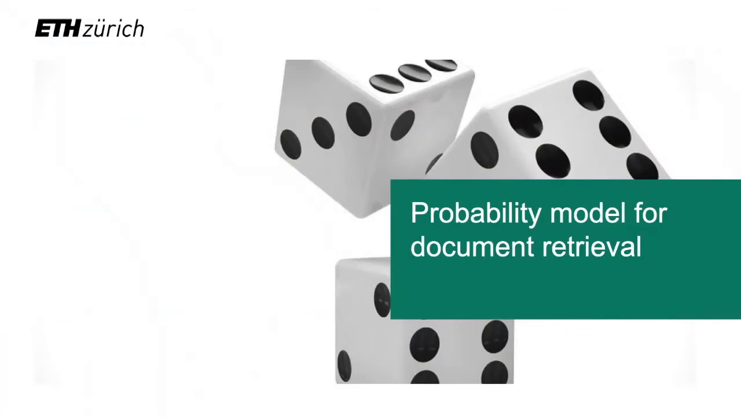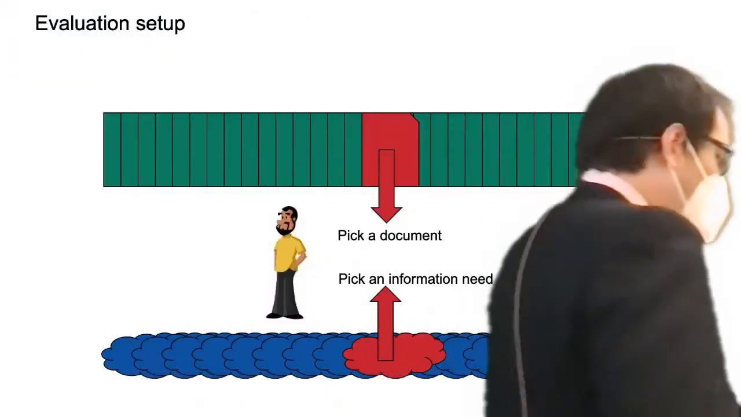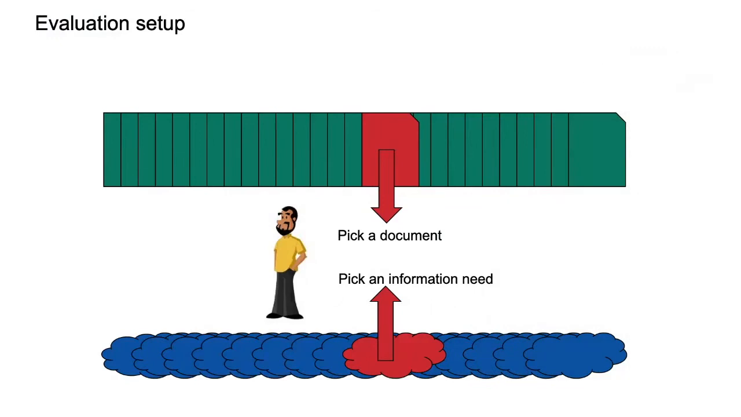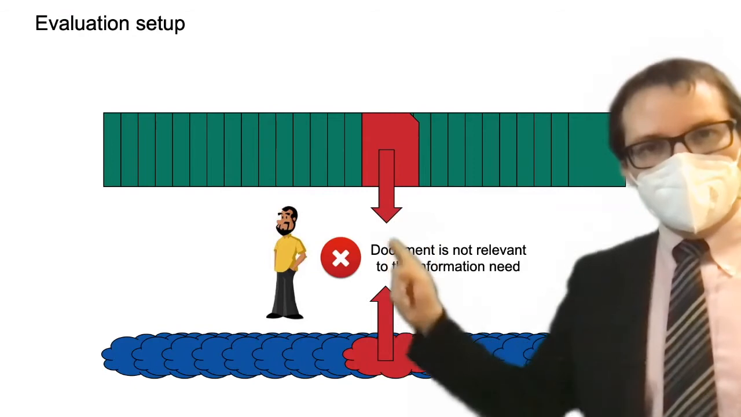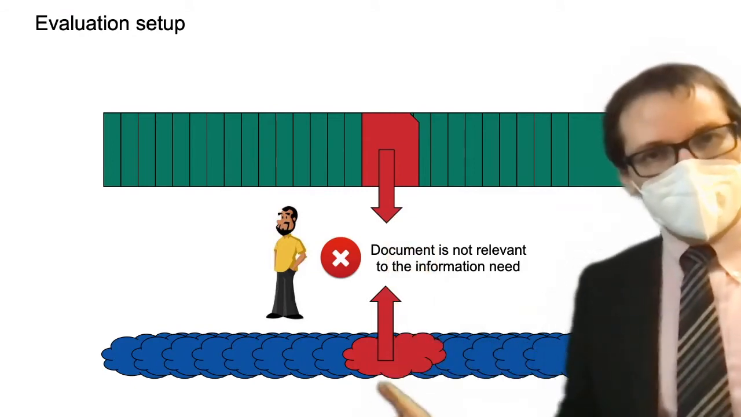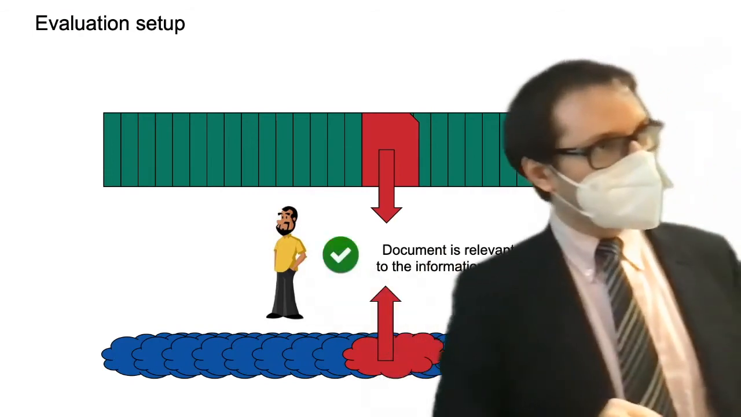All right. Having said that, now we go back to information retrieval. What did we do? I'm going to give you a bit of background context. We assume that we have a collection of documents and information needs, and we ask a few people, if I give you that document and that information need, whether the document is relevant to the information need or not. So it can be a no, or it can be a yes.